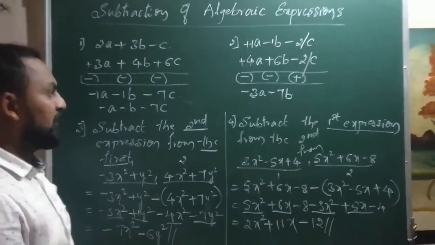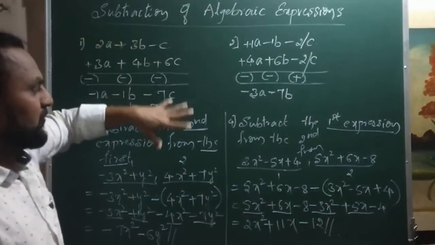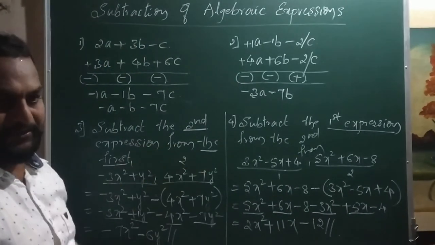Okay, and this is subtraction of algebraic expressions in two methods: one is the vertical method and the other is the horizontal method.